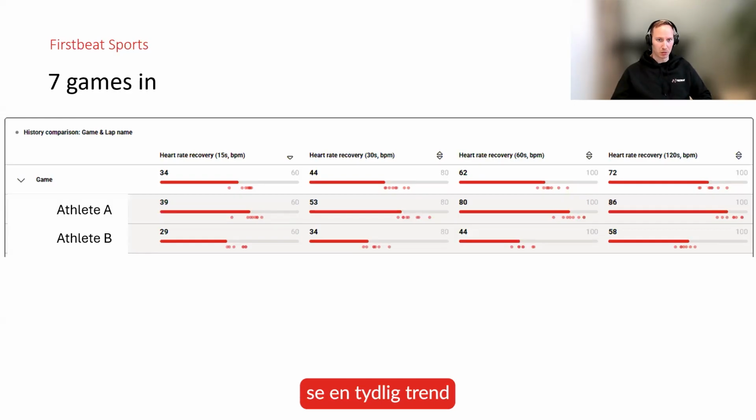You can see already a clear trend here. So the heart rate recovery values for athlete A are much higher. For example, on the 60-second time frame, athlete A has 80 beats in 60 seconds, whereas athlete B has 44 beats in 60 seconds. And those are quite normal values for these athletes in the last 7 games recorded.